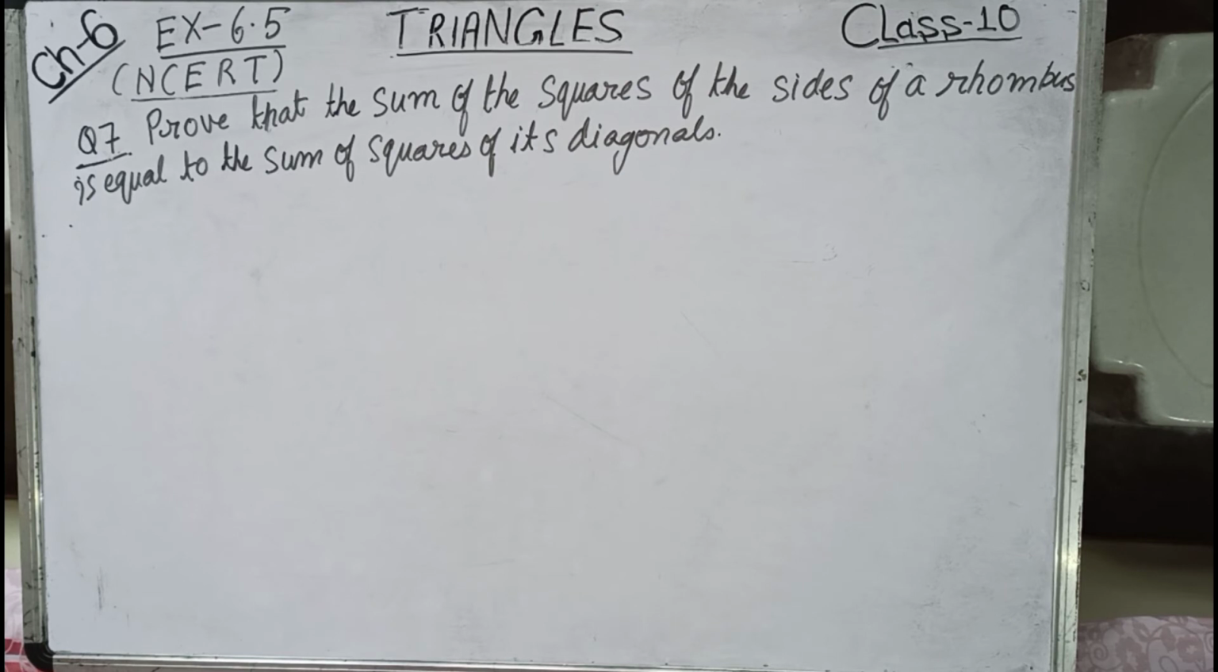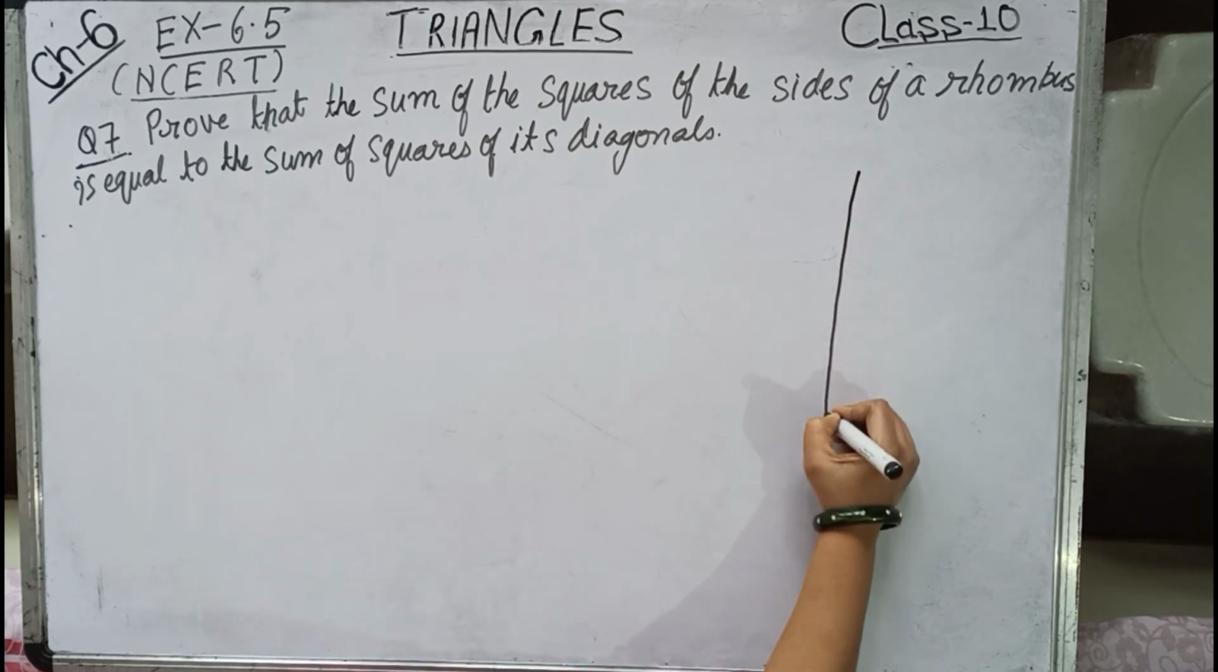Now question number 7. In between, few questions, that is question number 3, 4, 5 and 6, you will be attempting on your own. If you face any problem, please do message and ask for the solution. So question number 7, the question is saying: prove that the sum of the squares of the sides of a rhombus is equal to the sum of the squares of its diagonals.